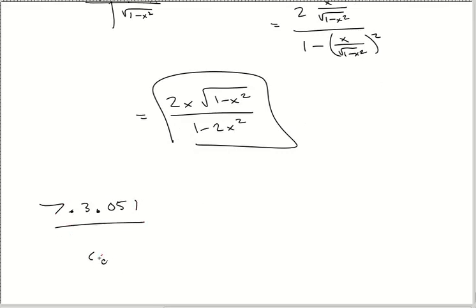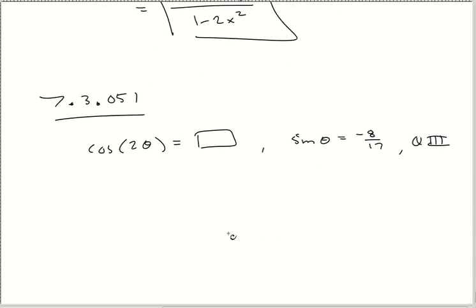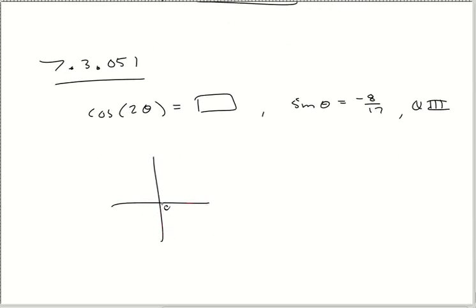My main concern is not simplifying stuff today. It's what are we doing with this trig? So they want to find cosine of 2 theta, given that sine of theta is equal to negative 8 over 17, and we are in quadrant 3. So quadrant 3 is down here, okay? And this is my original theta, okay?